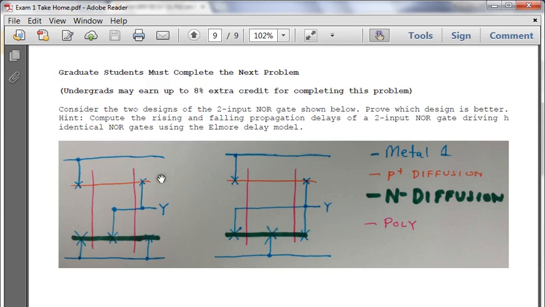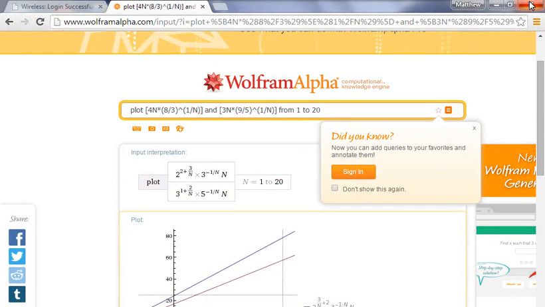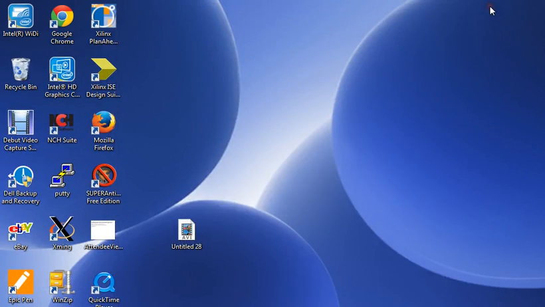So I've drawn 2 different designs of a 2-input NOR gate. That is the take-home exam. It will be visible on Blackboard at 12:30, under content. You'll also receive an announcement at 12:30. Does anybody have any questions about that? Nothing terribly tricky. It's pretty straightforward.